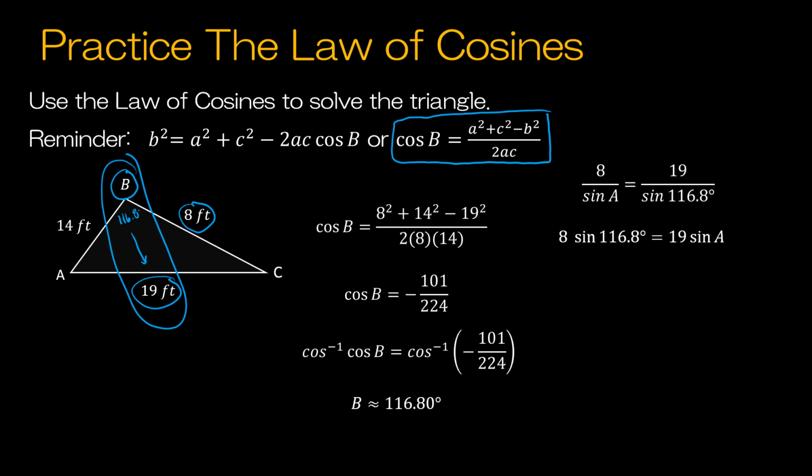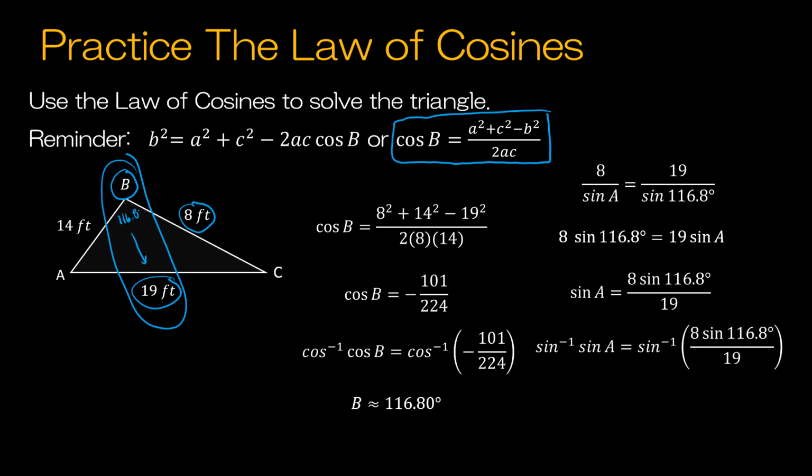Then from here, I'm going to cross multiply. I get sine of a is equal to 8 times the sine of 116.8 degrees divided by 19. I would have to take the inverse sine of each side in order to solve for the angle. And again, I recommend that you leave it just like this. A lot of students make the mistake of rounding this answer and then using the inverse sine of some rounded value, and you don't get the exact values when you do that. So taking the inverse sine, I would then get 22.08. So that gives me angle A, 22.08.